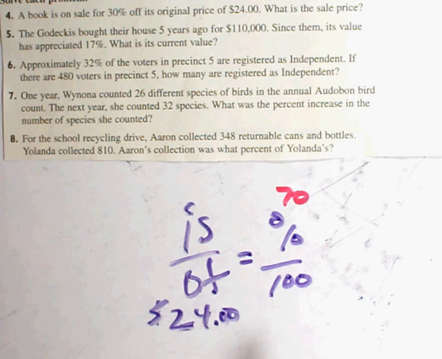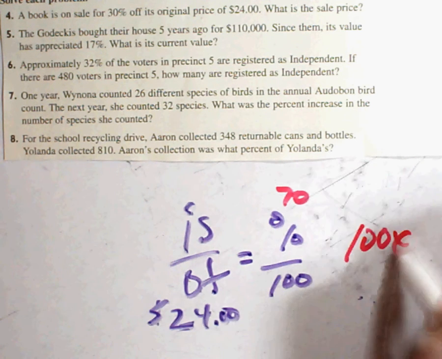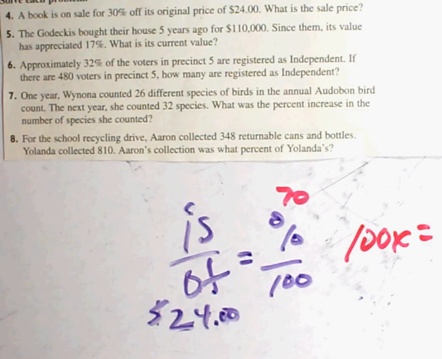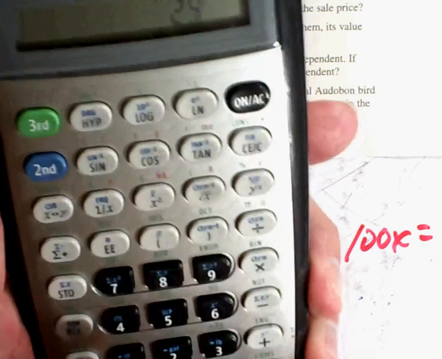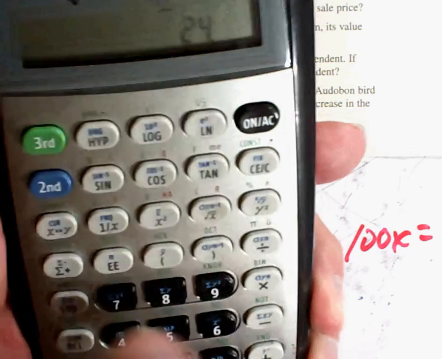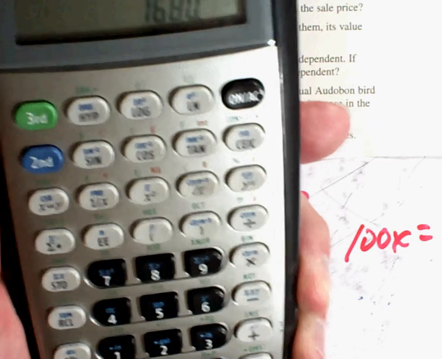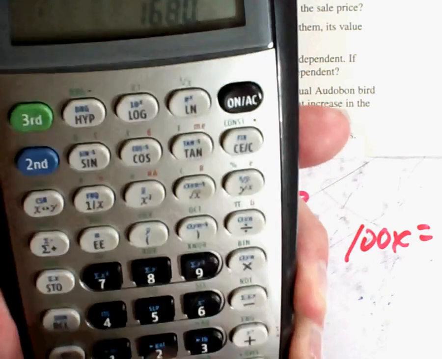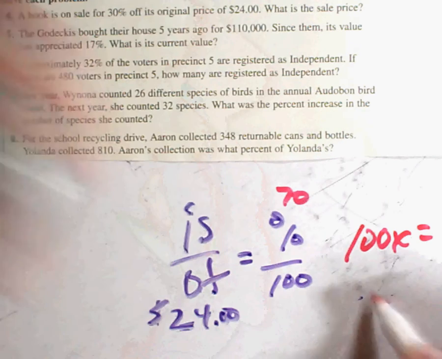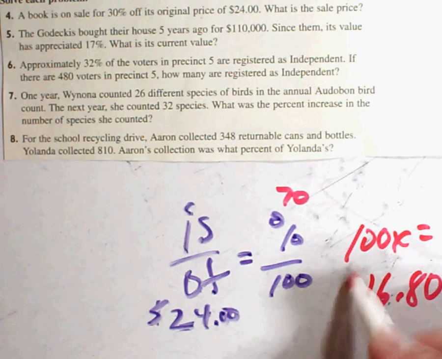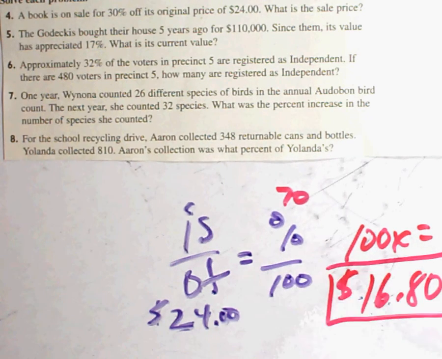So I'm going to cross multiply. That's 100x equals 24 times 70, 1680. Divided by 100, $16.80 is my answer. Let's see if that's logical.